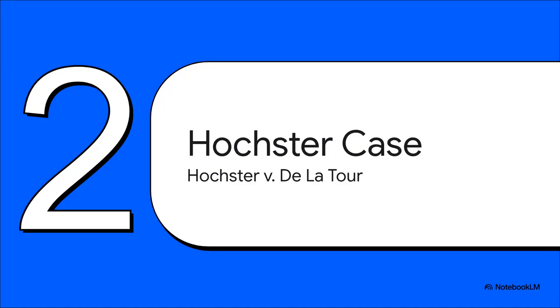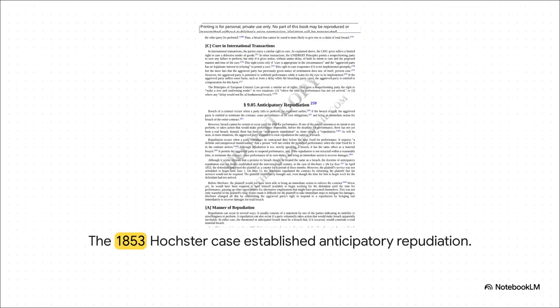Section 2. The origin. We're looking at the foundational 1853 English case, Hochster v. de la Tour. The facts here are a classic exam pattern. So back in April of 1852, the defendant hired the plaintiff to act as a courier for a European tour. The service was scheduled to start on June 1st. But on May 11th, the defendant wrote to the plaintiff explicitly stating he'd changed his mind and the courier services were no longer required. The plaintiff didn't just sit around, he immediately sued on May 22nd.